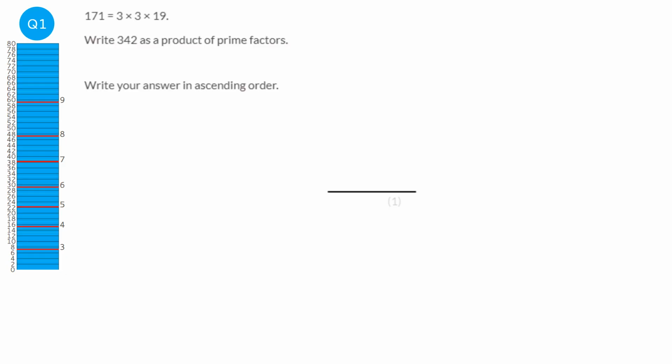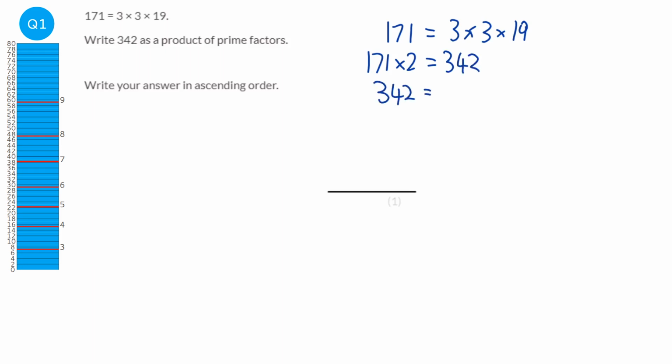Enjoy! So we know that 171 is 3 times 3 times 19. And what we do is we just compare 171 with 342. And we know that 171 times 2 is 342. So therefore 342 will have the same prime factors as 171, which is 3 times 3 times 19, but it will also have a times 2 in there. So the answer will be 2 times 3 times 3 times 19.